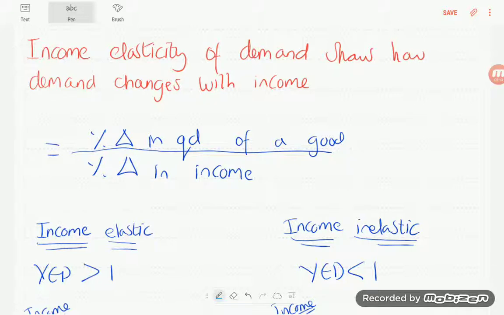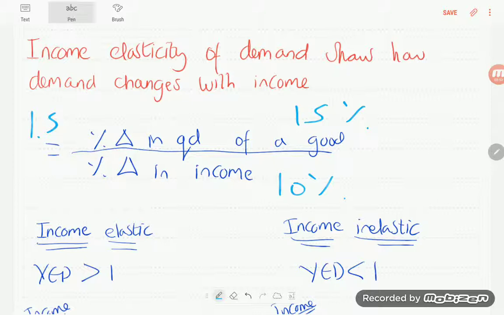Income elasticity of demand shows how demand changes with income. The income elasticity of demand measures how much the demand for a good changes with a change in real income. It can be calculated with a percentage change in the quantity demanded of a good over the percentage change in income. If real income increased by 10%, and because of this the demand for cameras increased by 15%, you would do 15% over 10%, and the answer you would end up with is 1.5.